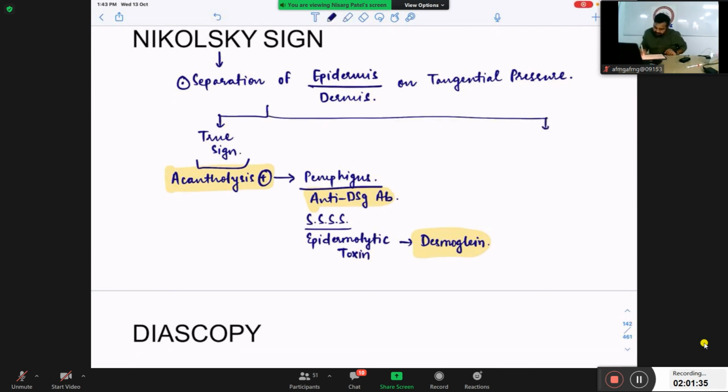The second is a false Nikolsky. In this false Nikolsky, there is no acantholysis, but there is a necrosis. There is a necrosis of the keratinocyte.